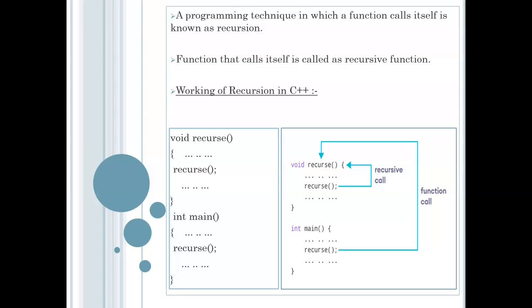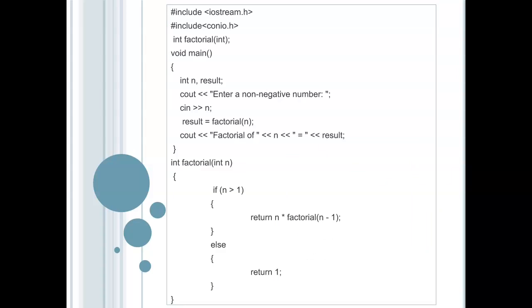Now see the program, which will find the factorial of a given number using recursion. Here, my recursive function is factorial. In the main function, I am calling the factorial function with the n parameter. Here, n is the number which we are going to take from the user and find the factorial of that number.